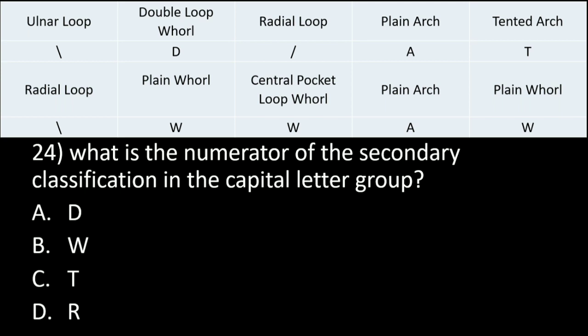24. What is the numerator of the secondary classification in the capital letter group? Letter A, capital D. Letter B, capital W. Letter C, capital T. Or letter D, capital R.